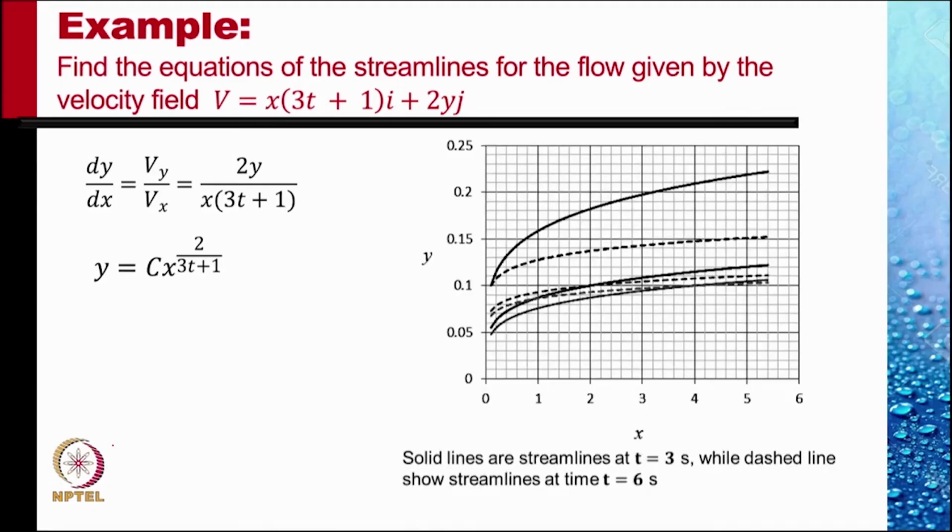I plotted the streamlines for two different times. You realize that this equation between y and x changes with time. The solid lines are streamlines at time t equal to 3 seconds, while the dashed lines show the streamlines at time t equal to 6 seconds. As the time increases, the x component of velocity increases, and so the streamlines are much flatter at a larger time than they are at a smaller time.